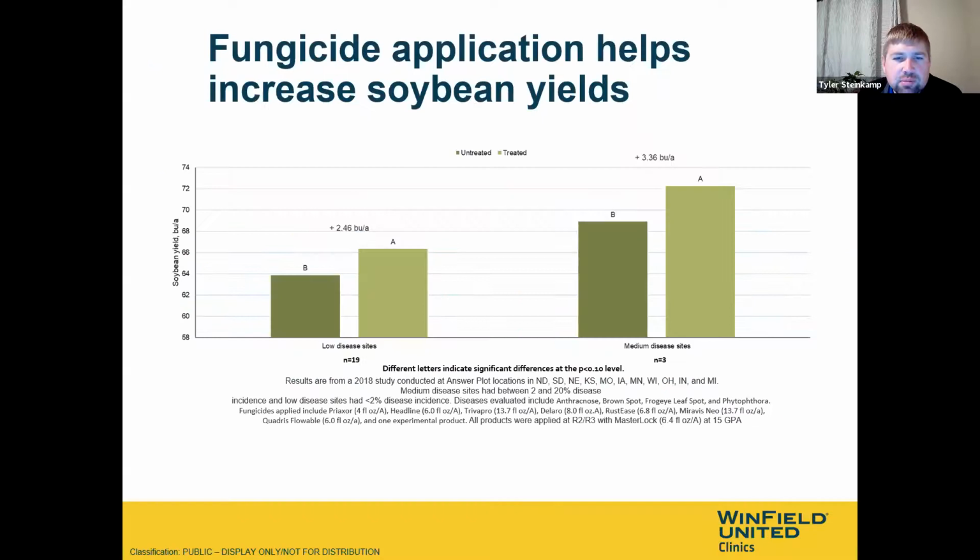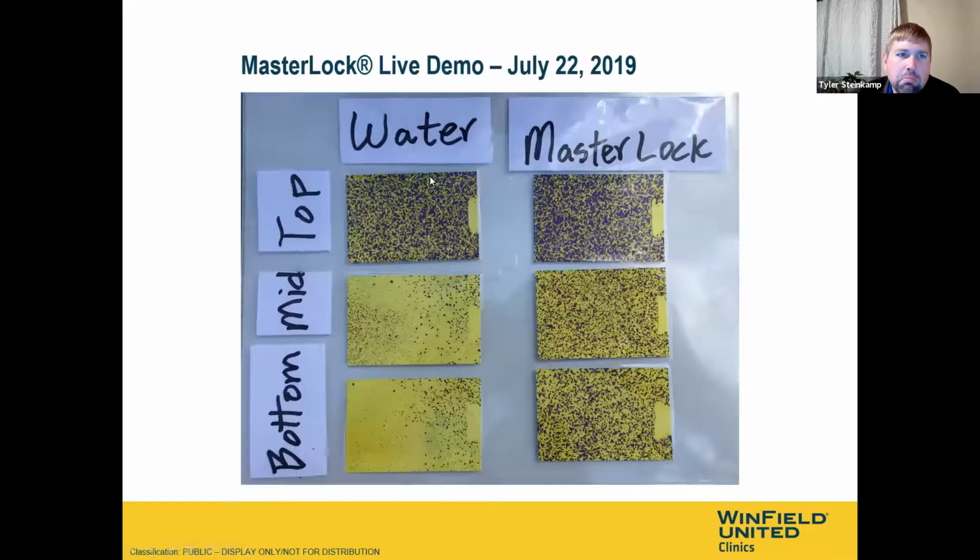Fungicide timing, we already spent a little bit of time on that. Here's fungicide applications on soybeans. You can see some of the yield responses there. Also, make sure, and we're going to spend more time on Master Lock when we get into the adjuvant section, but guys, make sure that we have decent fungicide adjuvants in with that fungicide. So Master Lock is the #1 adjuvant for fungicide applications.